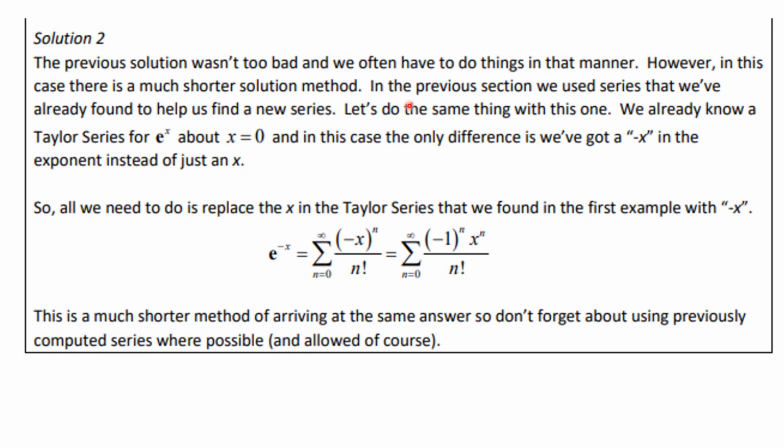Now that previous solution wasn't too bad, but in this case there's a much shorter solution. You see, earlier we figured out what was e to the x about 0 for really any value of x. So what we can do is plug in minus x into the formula we have for e to the x. So e to the x is the summation n equal 0 to infinity, and we just put what x is here, but this time we're putting minus x in instead, and it turns out that the power series, because it is like a polynomial, still works. So here we can just substitute.